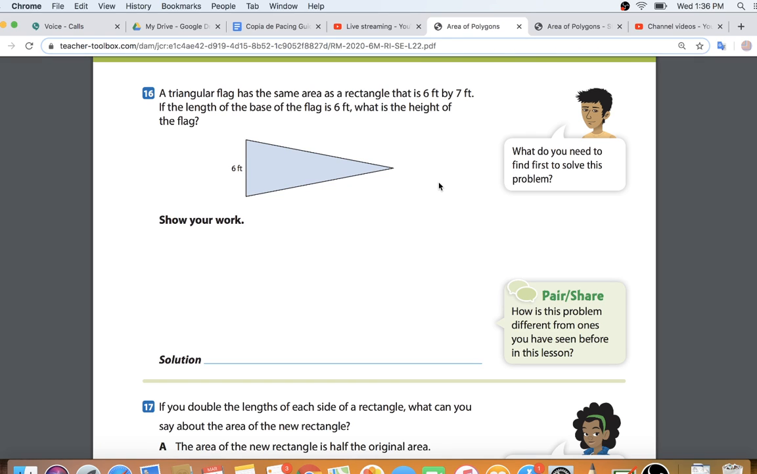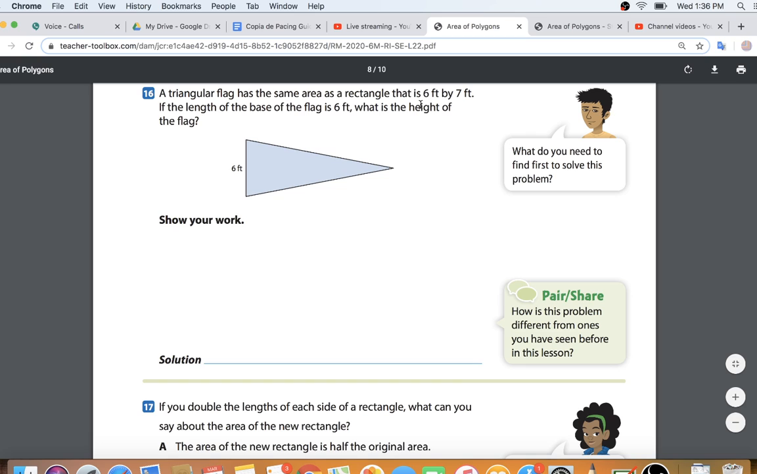So for number 16, it's asking us, a triangular flag right here has the same area as a rectangle that is 6 feet by 7 feet. So that means that this triangle flag has the same area as a rectangle that's 6 by 7 feet. If the length of the base of the flag is 6 feet, what is the height of this flag? So we need to find this number, the height. But when we find that number, we have to make sure that it's the same area as this rectangle.